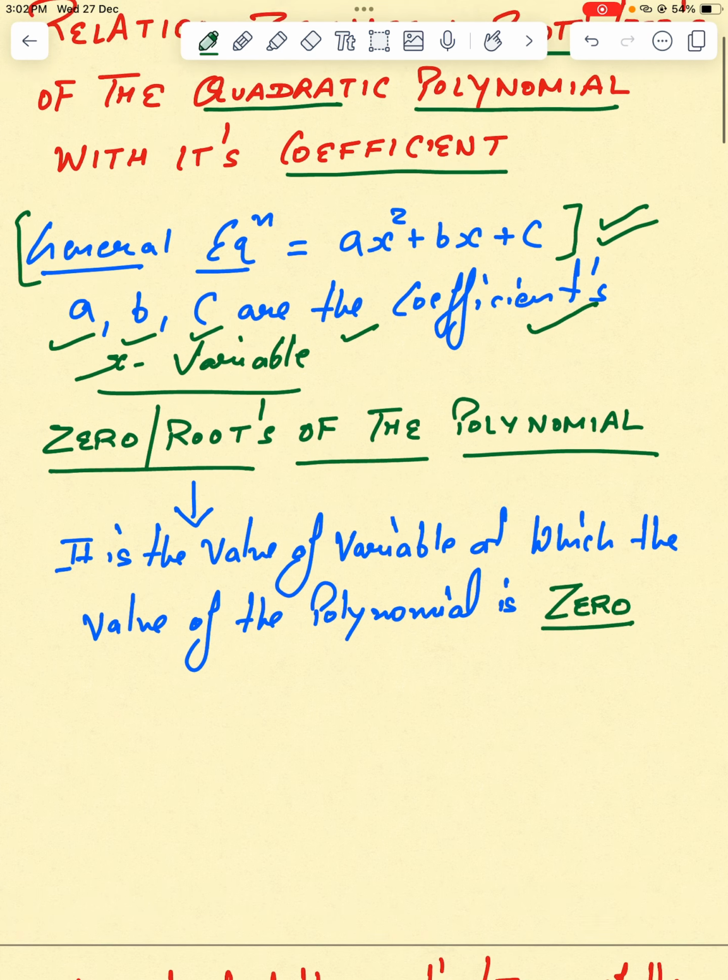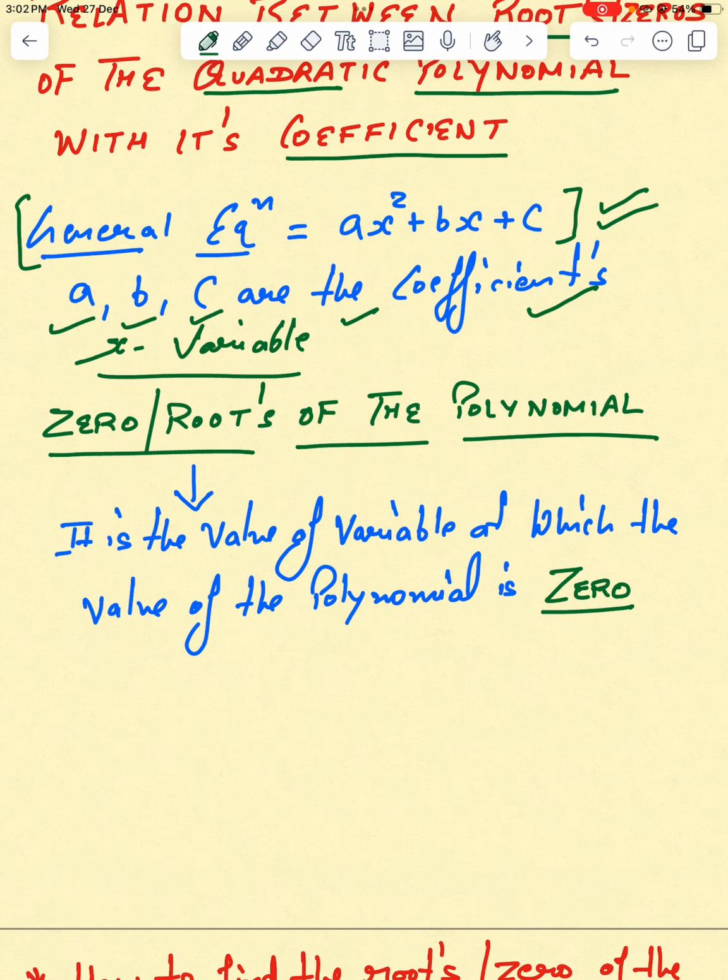Now, what are zeros or roots of the polynomial? We also had one session on it. You can check and learn from that session also. So what is zero or root of the polynomial? It is the value of the variable at which the value of the polynomial is 0, right?